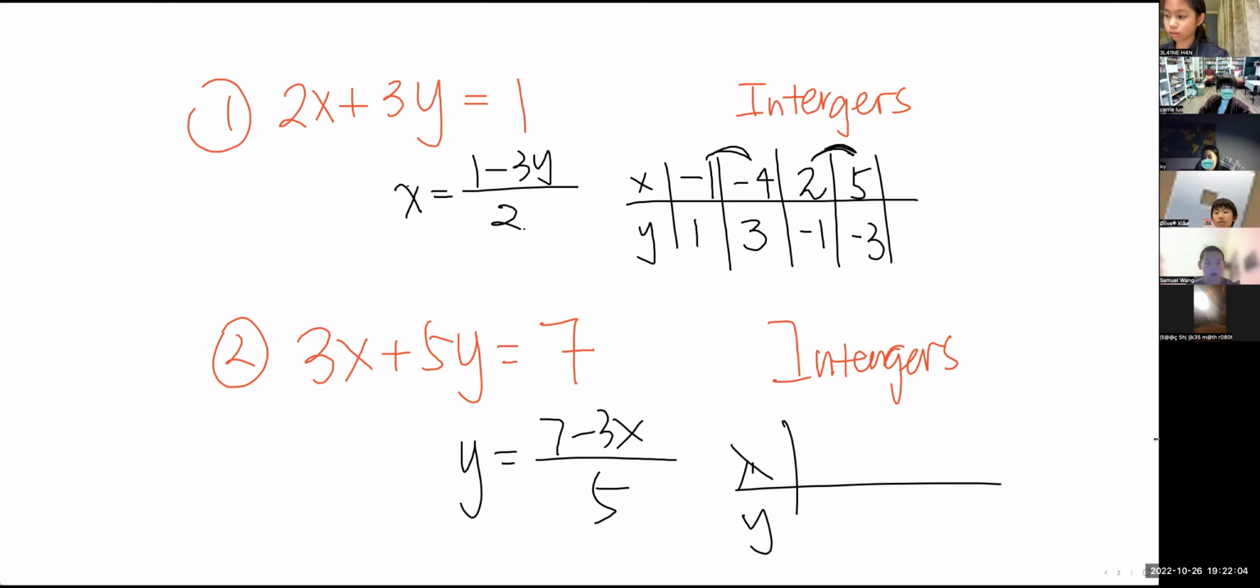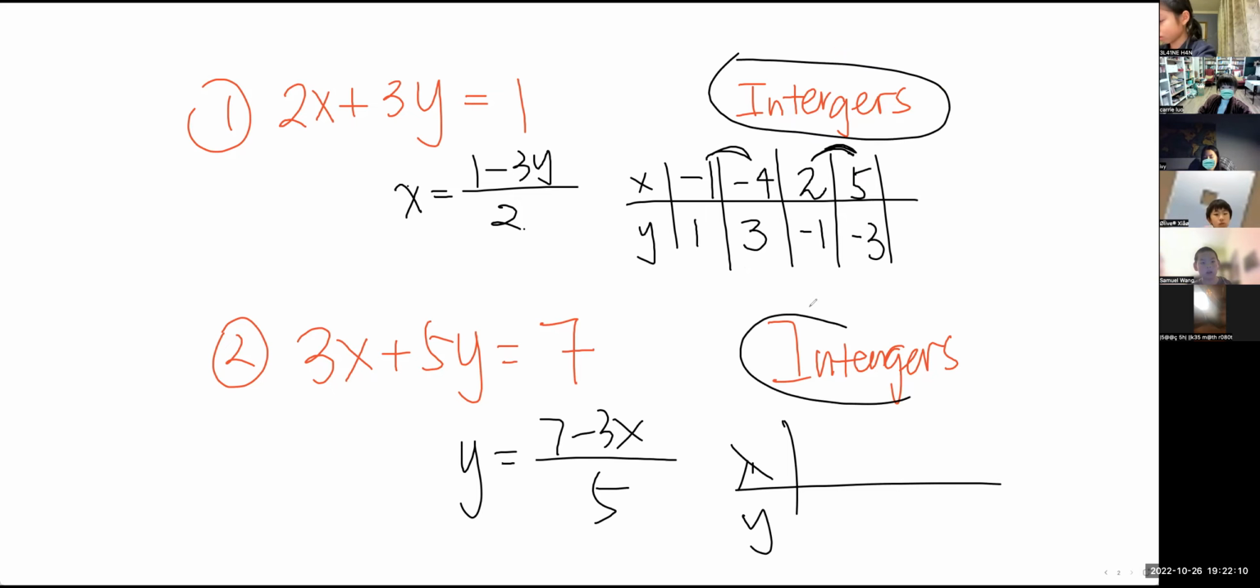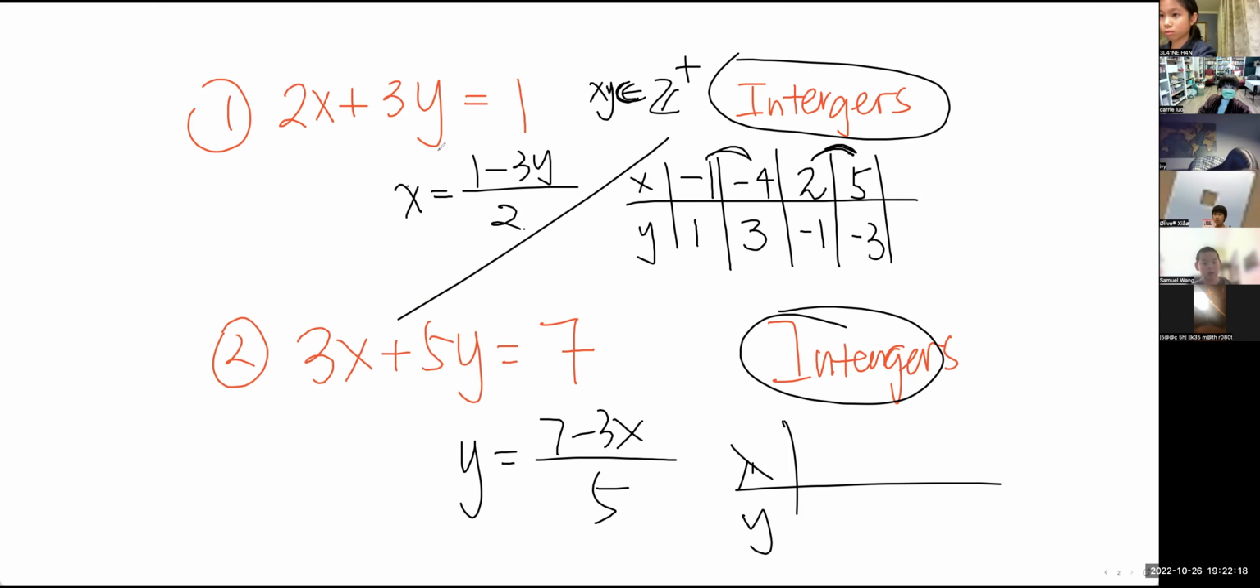Yeah, you can find out. But we have to see that this time it's asking for integers, right? If I said x and y belong to positive integers, this question has no answers at all. Get it? Because one is negative and one is positive. So if both of them have to be positive, that's impossible.